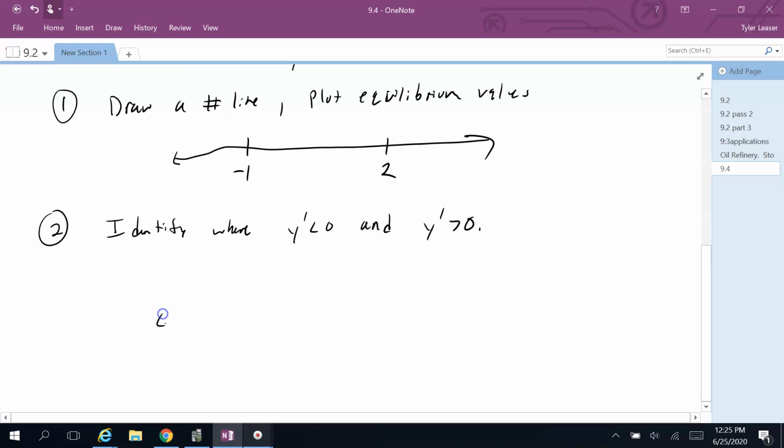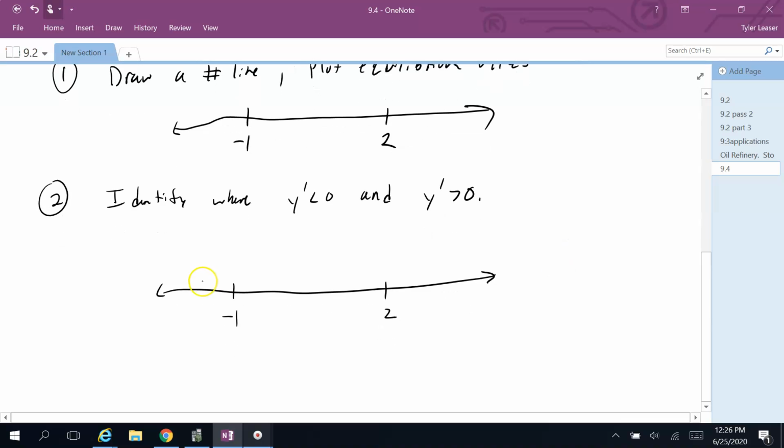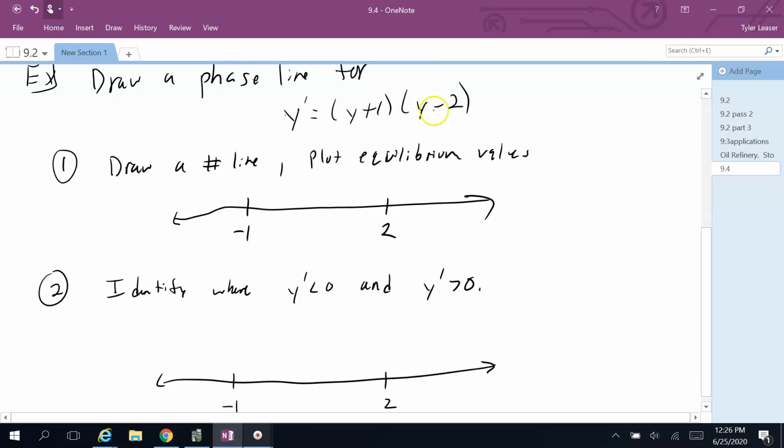So if we look on our number line here, I'm just going to copy it below. Our number line is split up into 3 different intervals: everything below -1, everything between -1 and 2, and everything above 2. Remember that at -1 and at 2, the derivative is 0. So these are going to be the points where it changes from decreasing to increasing or increasing to decreasing. All right, so all we do is plug in values.